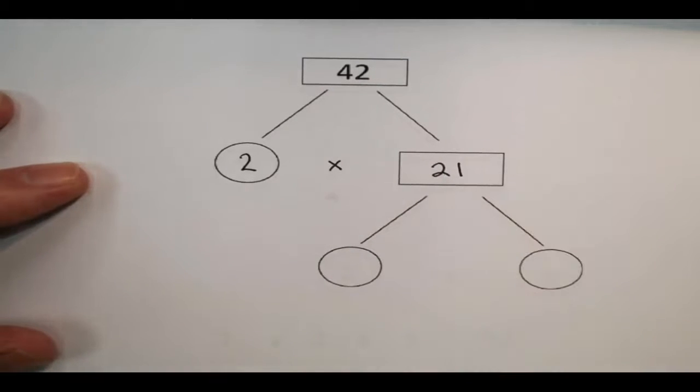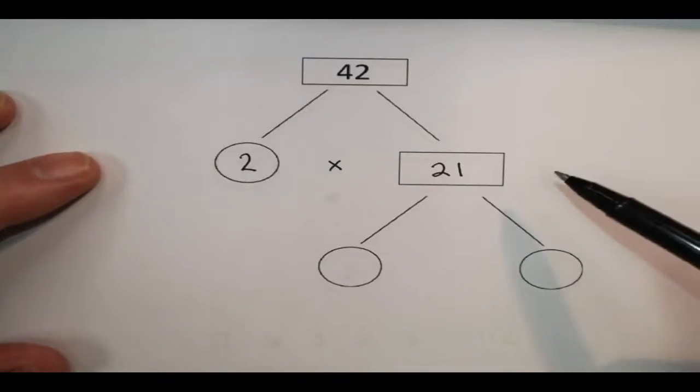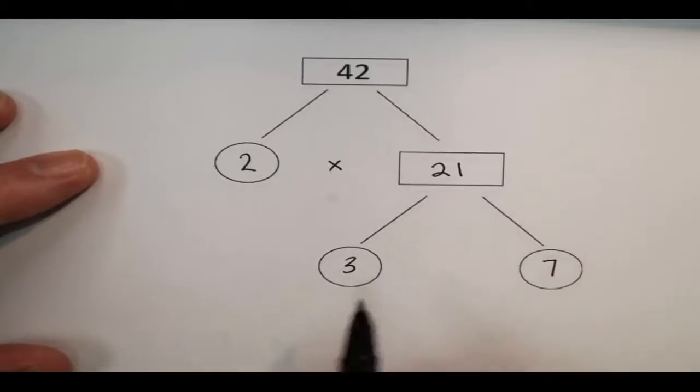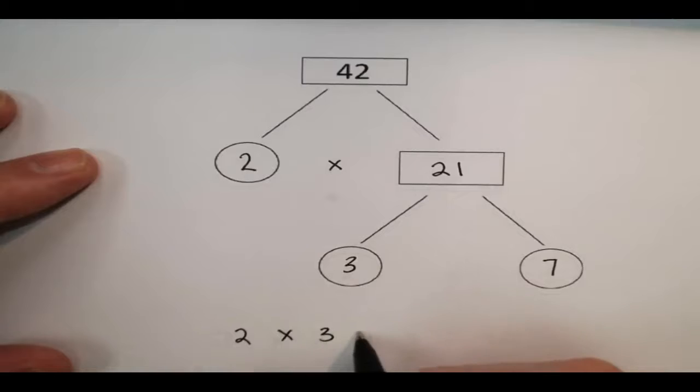21 is a composite number. It has more than two factors. 1 times 21? Yes. But also 3 times 7. Hey, I've got the exact same factors again. These are the prime factors for 42. And if I do 2 times 3 times 7, that gives me 42.